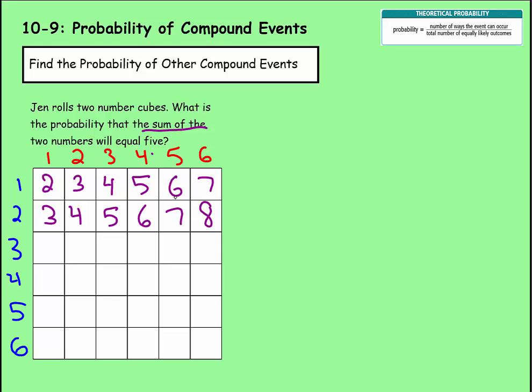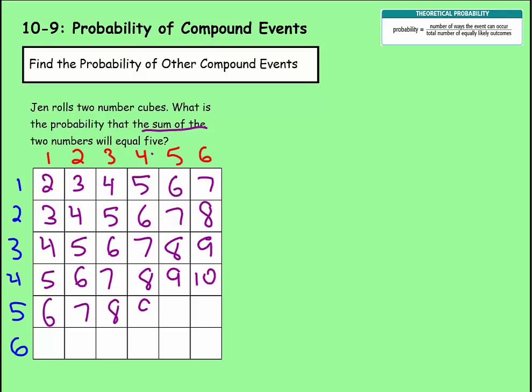6, 7, and 8. 1 and 3 is 4. 2 and 3 is 5. 3 and 3 is 6. 4 and 3 is 7. 5 and 3 is 8. 6 and 3 is 9. Notice a pattern yet? We're counting up, starting at a higher number each time. So let's do that. 5, 6, 7, 8, 9, 10. Check your answers once in a while just to make sure we're on. Yep, 6 plus 4 is 10. Then we have 6, 7, 8, 9, 10, 11. And then 7, 8, 9, 10, 11, 12.